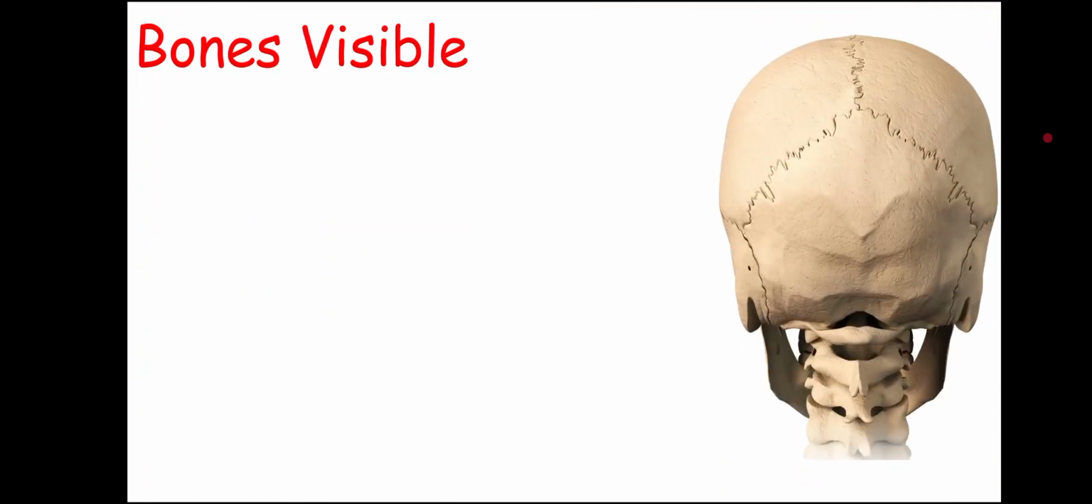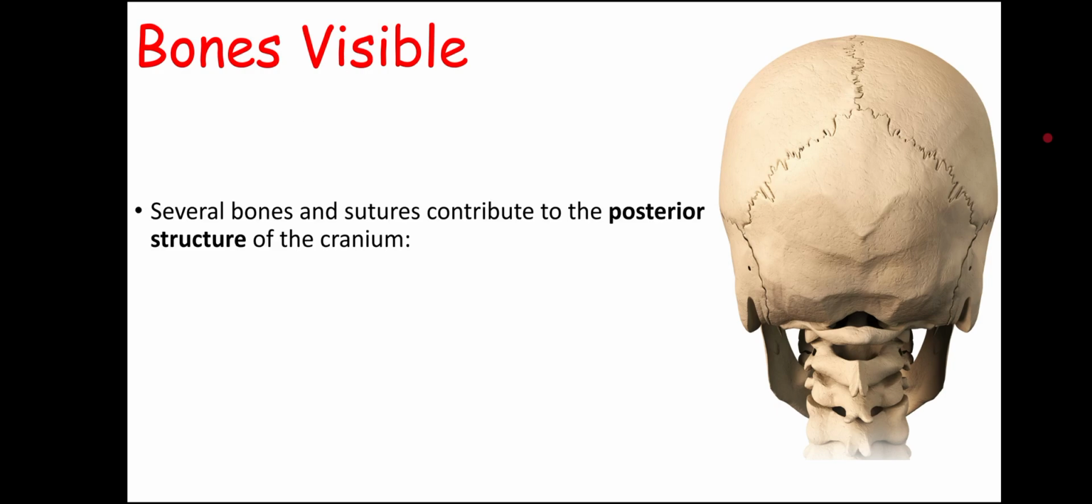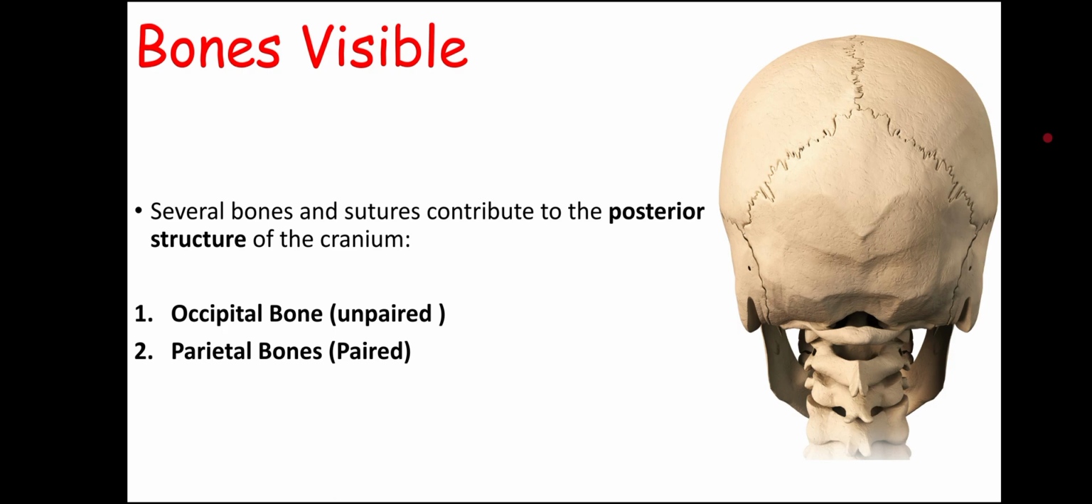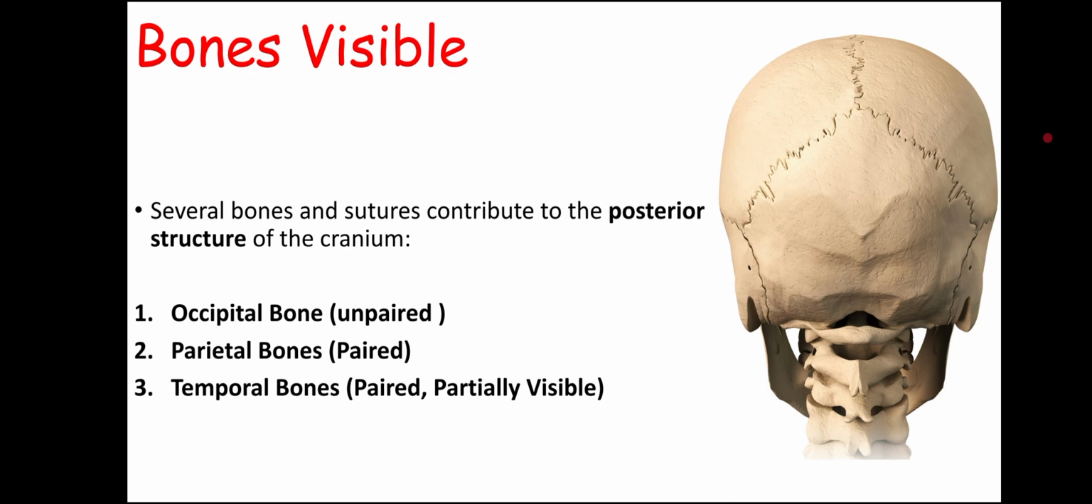Now let's talk about the bones that are visible in Norma Occipitalis. Several bones and sutures contribute to the posterior structure of the cranium. They include the occipital bone, that is an unpaired bone, the parietal bone, that is a paired bone, and the temporal bone, that is paired and partially visible in the Norma Occipitalis.